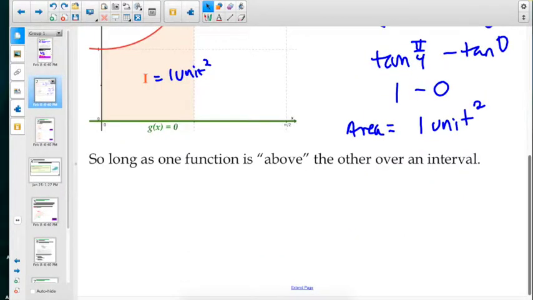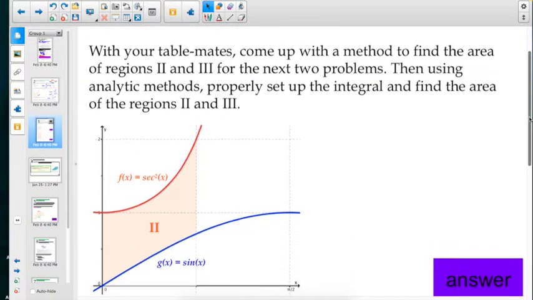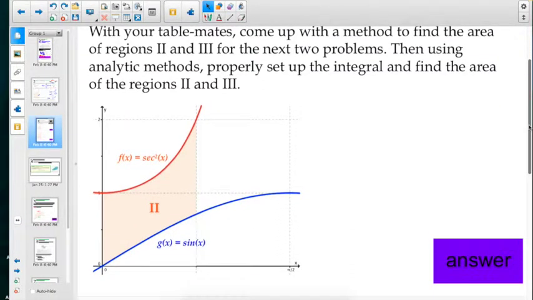So as long as we have a function that's above another function over an interval, we should be able to look at those two functions and find the area that's trapped in between. Okay? So what I want you to do is take a moment at your table and come up with a method to find the area trapped between those two functions. We already talked about just this function going all the way down to the axis. But what if we have another function coming across that same interval from 0 to pi over 4?